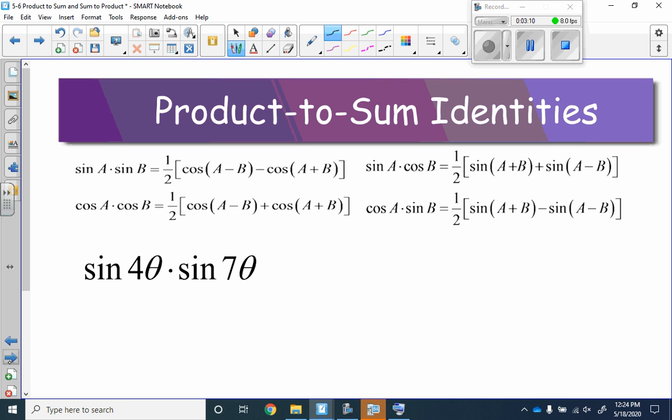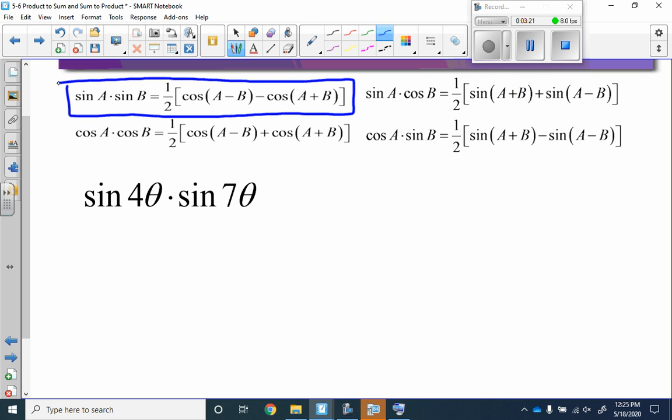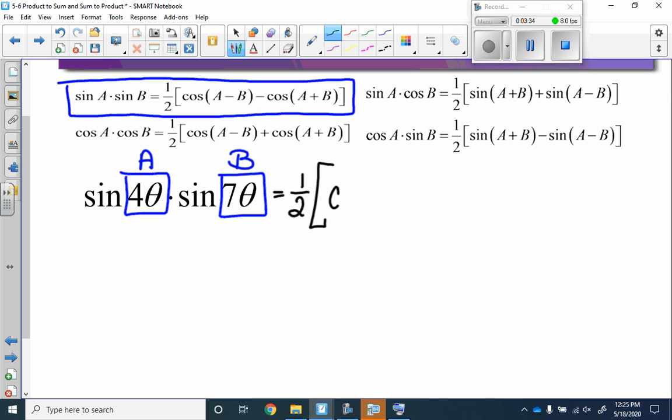Okay, here's another one to look at, the sine of 4 theta times the sine of 7 theta. So sine times sine. Here's the identity that I'm going to use. 4 theta is going to be considered A. 7 theta is going to be considered B. So I have 1/2 the cosine of 4 theta minus 7 theta minus cosine of 4 theta plus 7 theta.